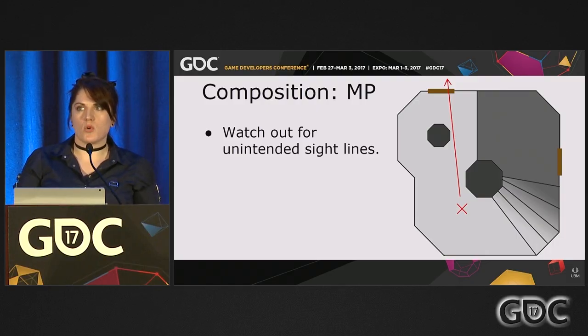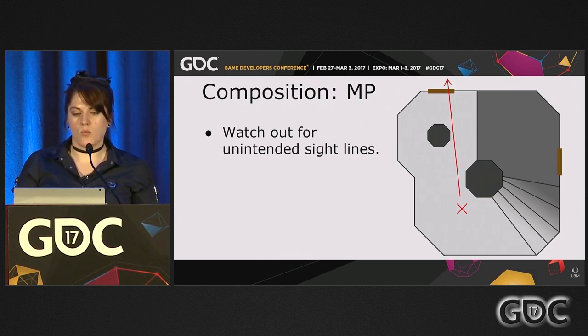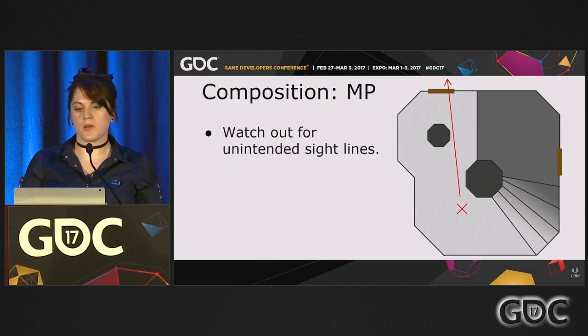In a multiplayer game, it's important to understand why you died and feel like the player should feel like it's their fault, that they made a mistake that they died, and not that there's some gaming of the system that feels unfair. And so watching out for unintended sight lines is super important.